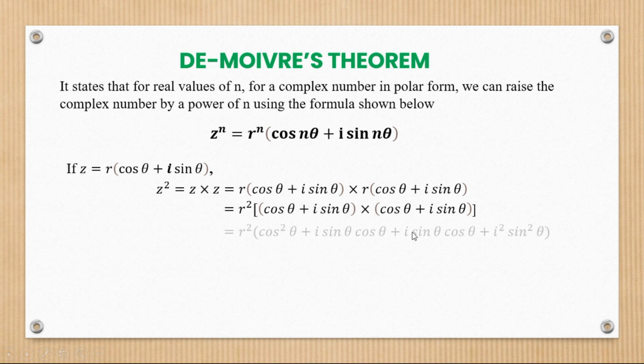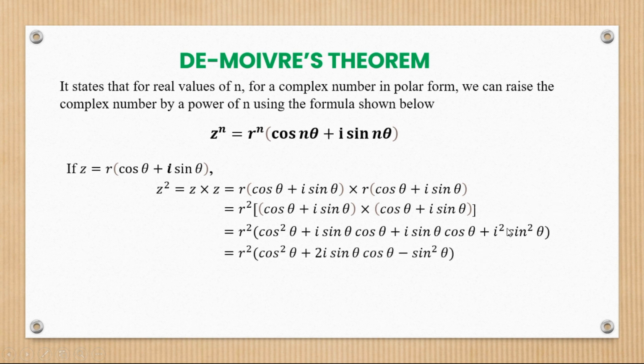And then if we multiply these, we'll have cos squared theta plus i sine theta cos theta plus i sine theta cos theta plus i squared sine squared theta. But remember that i squared means -1, so we're going to place that there. Then this and this add to give us 2i sine theta cos theta. So now if we combine cos squared theta minus sine squared theta, we can have this, and then we'll have this going to that side.